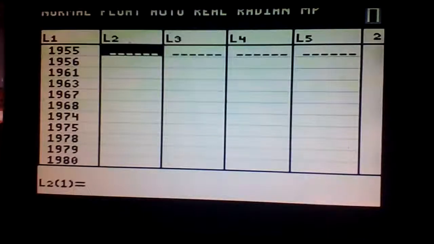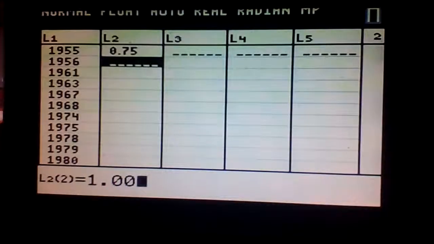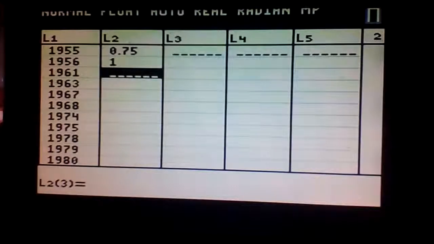Once you're done putting all of your years in for list 1, you will go over to list 2 and you're putting in your prices for federal minimum wage. Take a look at that. You just did it to 1997. It's longer than that, so they're way down there. Think about it. In 1955, minimum wage was 75 cents an hour.